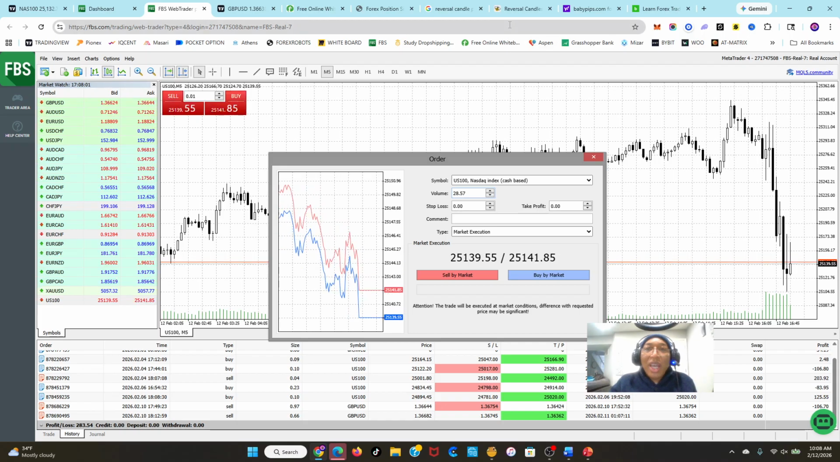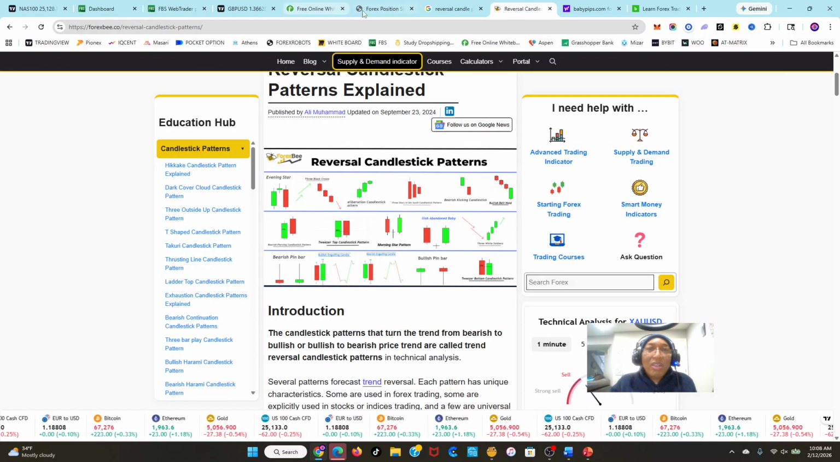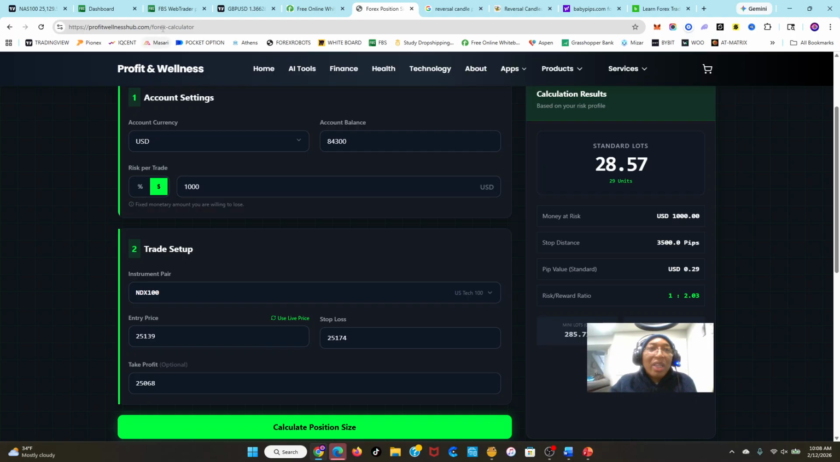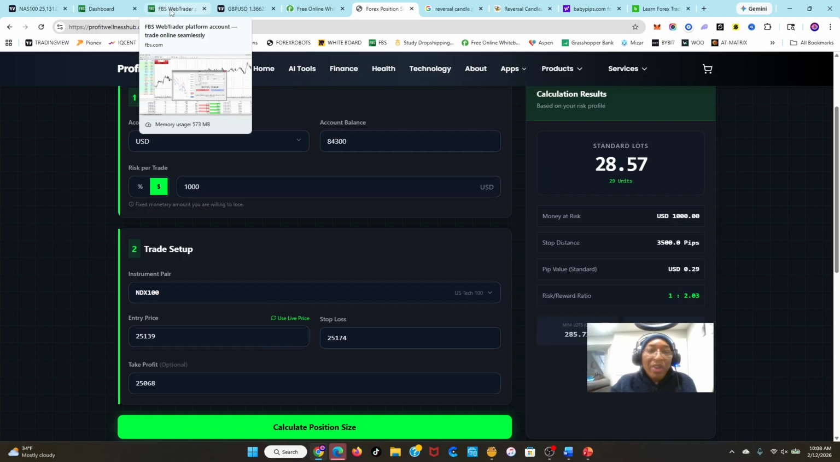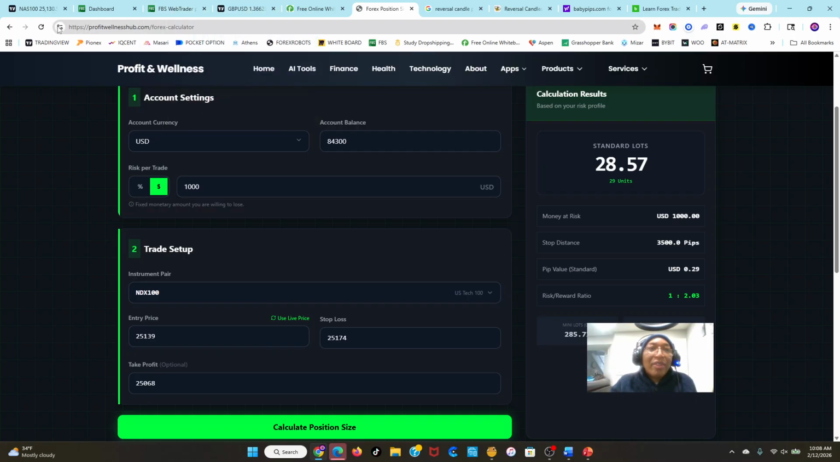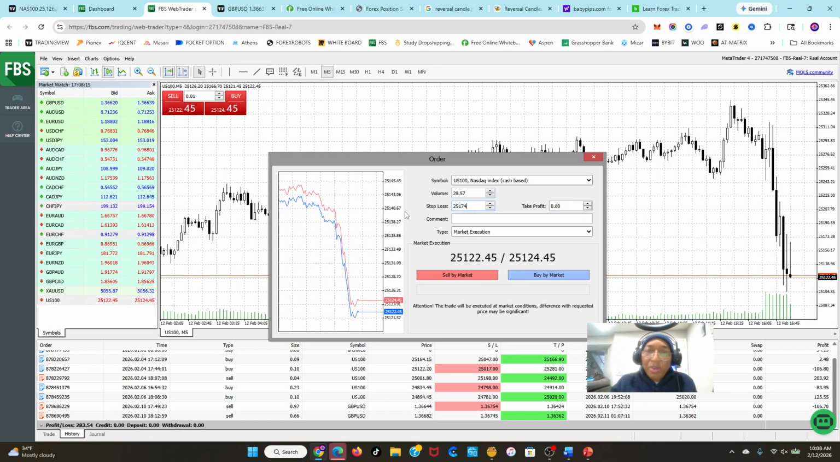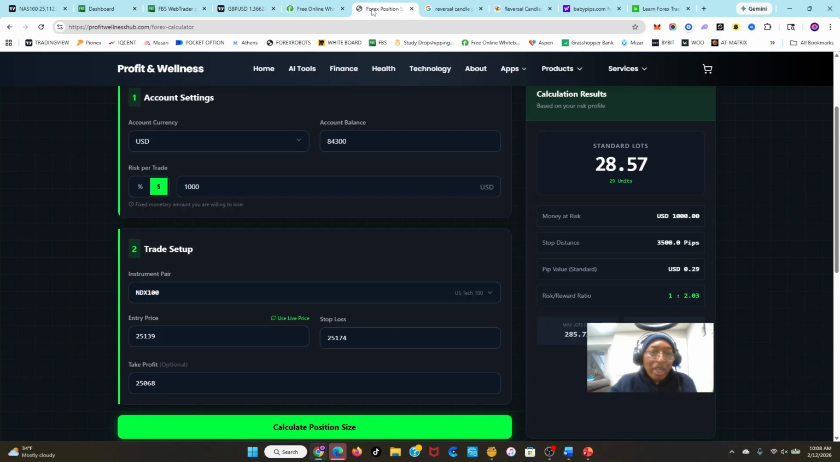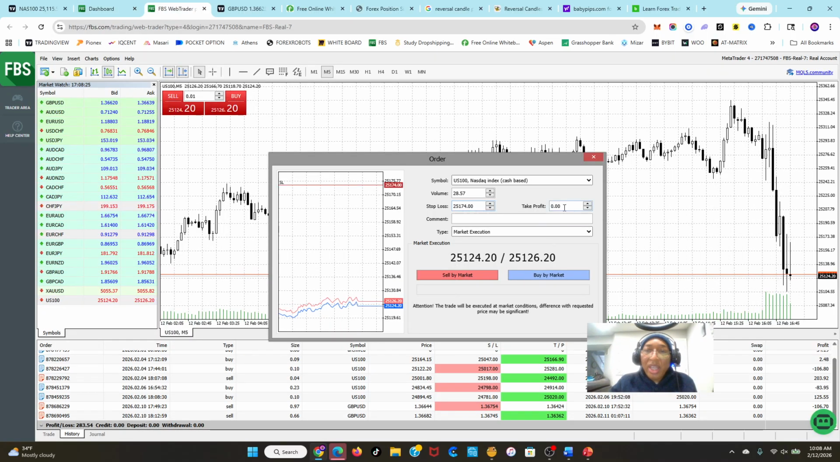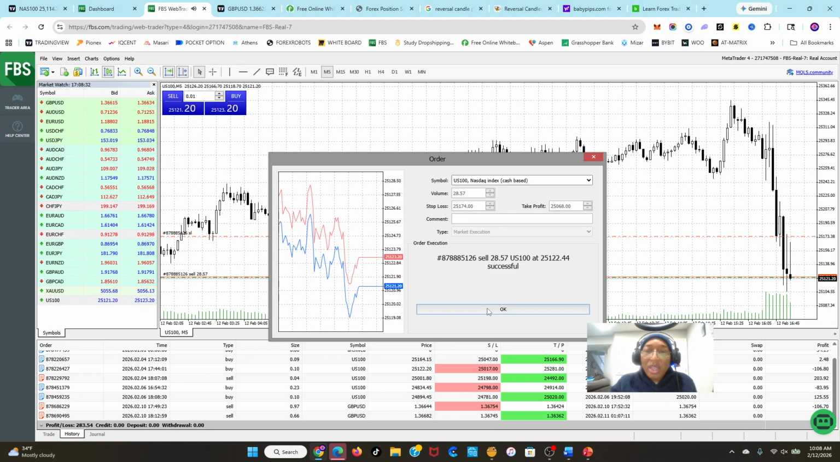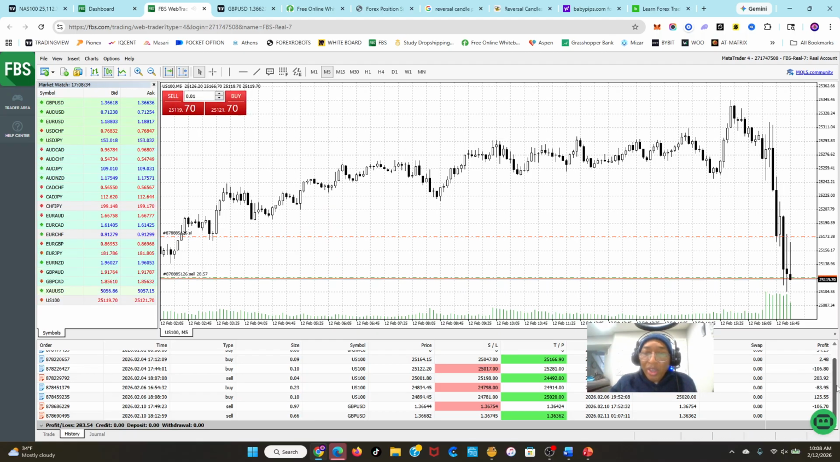What is our stop loss, guys? Our stop loss is right here. It is 25.174. And our take profit, guys, it's probably hit by now. We are too late. 25.068. And it is a sell. And we're going to execute it right now. The order is placed. Cross our fingers.